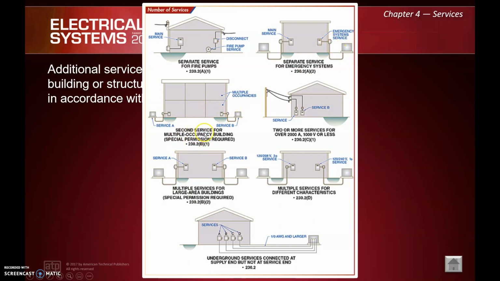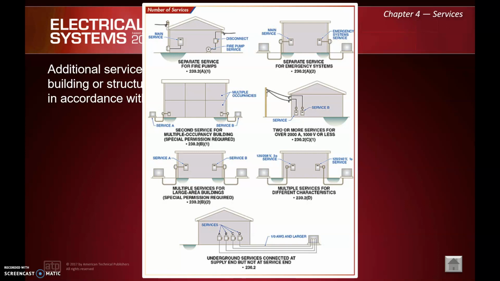Second service for multiple occupancy buildings. Big key there is we need to have total firewall separation. Two or more services for over 2,000 amps. Just a big service, big building. Multiple services for large area buildings. That's going to be the authority having jurisdiction. What's a large area building? That's a point of contention for sure.